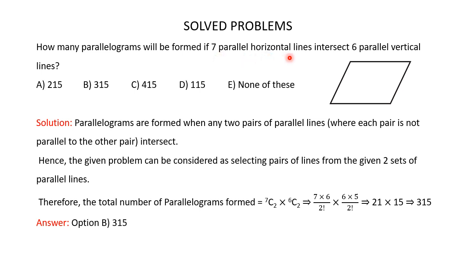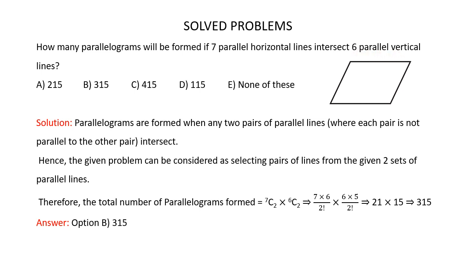7 parallel horizontal lines intersect 6 parallel vertical lines. So now we have to select one pair of parallel lines from 7 parallel horizontal lines, and one pair of parallel lines has to be selected from 6 parallel vertical lines. Now we know that a pair means 2. So 2 parallel lines have to be selected from 7 parallel horizontal lines, and 2 parallel lines have to be selected from 6 parallel vertical lines.